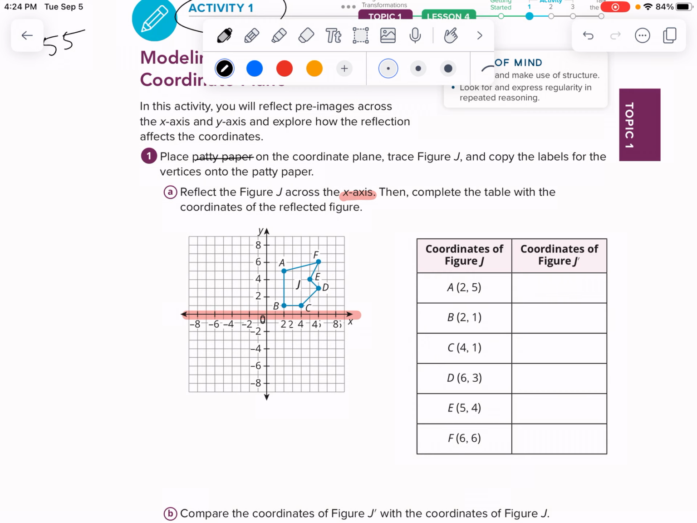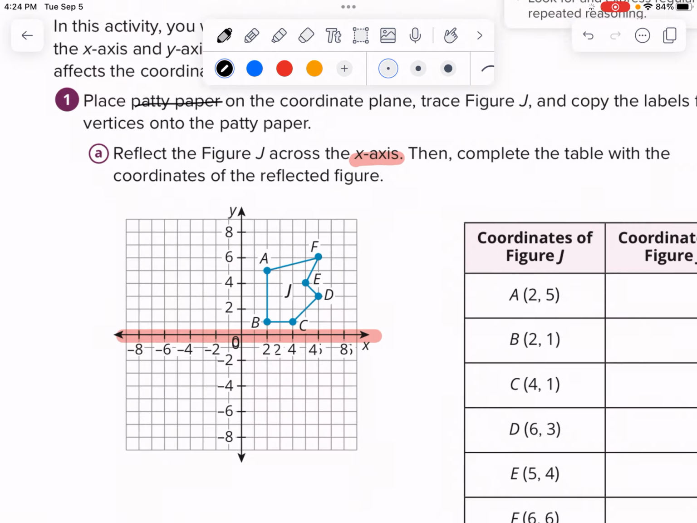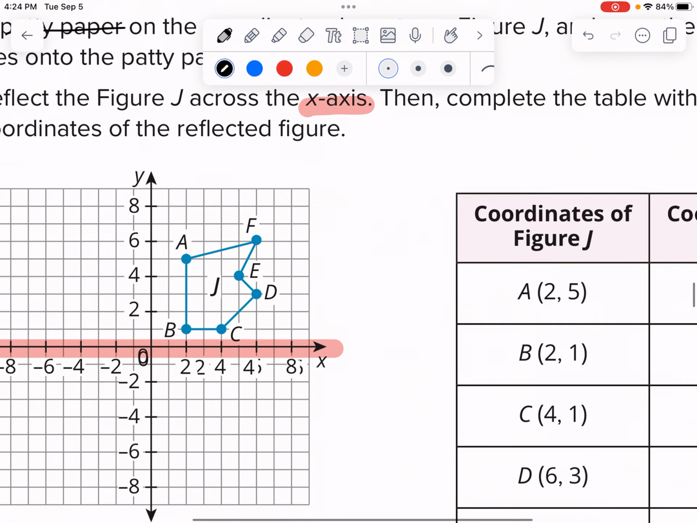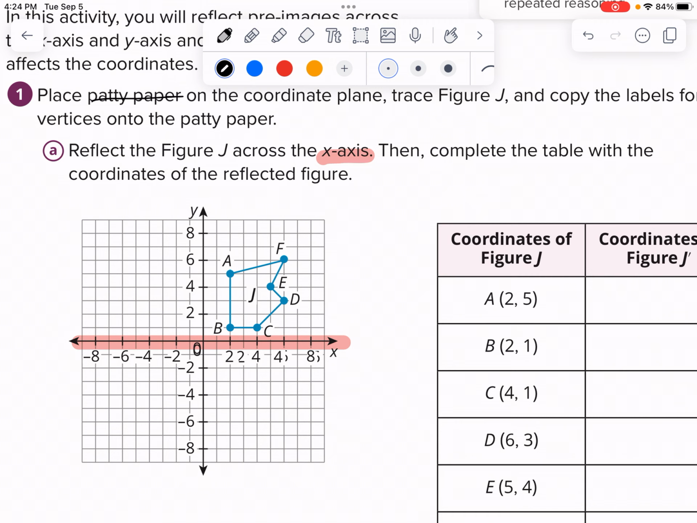For number 1, we're not going to use patty paper. We're going to use our understanding from our assignment on the translation reflections assignment, where we have a line of reflection, in this case the x-axis. Go ahead and highlight where it says x-axis and highlight the actual axis. We have the coordinates of the points already labeled here on the table for figure J. We're just calling this entire thing figure J. We're going to reflect all these points across the x-axis, compare any differences or similarities, and then write a rule, just adding on to our guided notes.